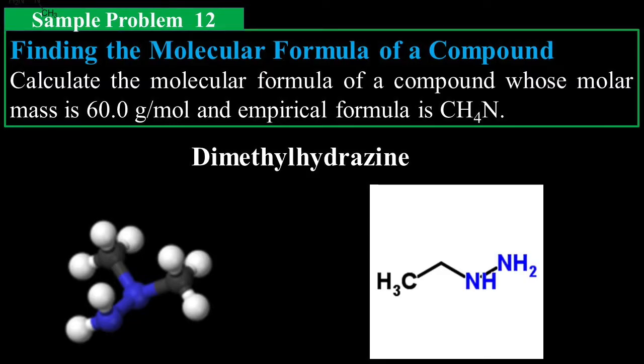The last one, calculate the molecular formula of a compound whose molar mass is 60 grams per mole. That's the molar mass. And an empirical formula is CH4N. So it would be 60 divided by the empirical formula mass, or the EFM, which would be 12 plus 4 is 16, plus 14, which would be 30. So it would be 2. So it would be C2H8N2.